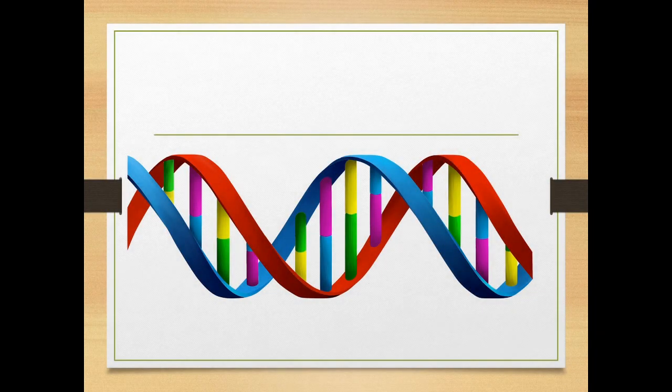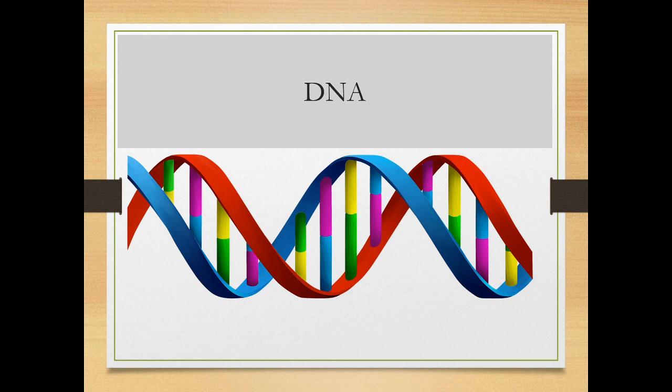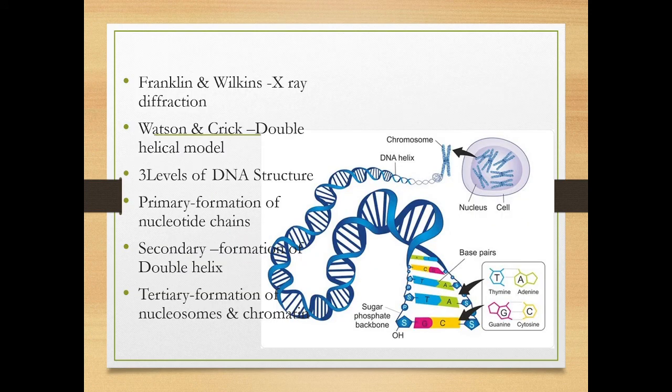It's all about the structure of DNA. There are two famous scientists, Franklin and Wilkins, who studied the structure of DNA through the X-ray diffraction method. Watson and Crick, based on the X-ray diffraction studies made by Franklin and Wilkins, proposed a double helical model. So the Franklin-Wilkins studies with X-ray diffraction helped Watson and Crick to propose a double helical model.